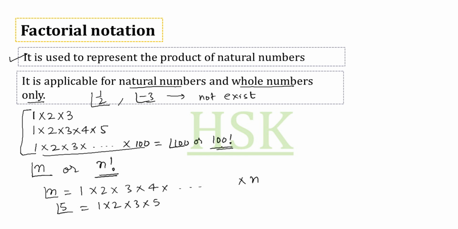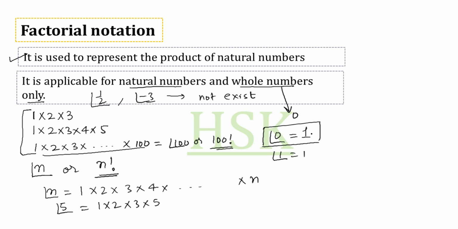But coming to one more point, we know that the whole numbers contain 0. So what is the value of 0 factorial? 0 factorial cannot be represented as a product of natural numbers. Anyone can say that 0 factorial is equal to 0, because 1 factorial is 1, so 0 factorial would be 0. But it is not. 0 factorial is defined as equal to 1.